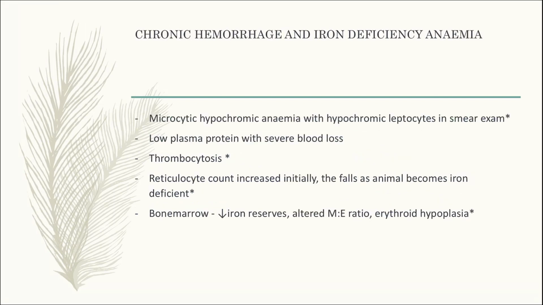Coming to anemia of chronic hemorrhage and iron deficiency, the blood picture you see is microcytic hypochromic anemia with hypochromic leptocytes in the blood smear examination. And whenever there is chronic hemorrhage, you will see low plasma protein, because when there is blood loss, you will not only lose blood but you will also lose proteins. That's why you will actually see low plasma protein.